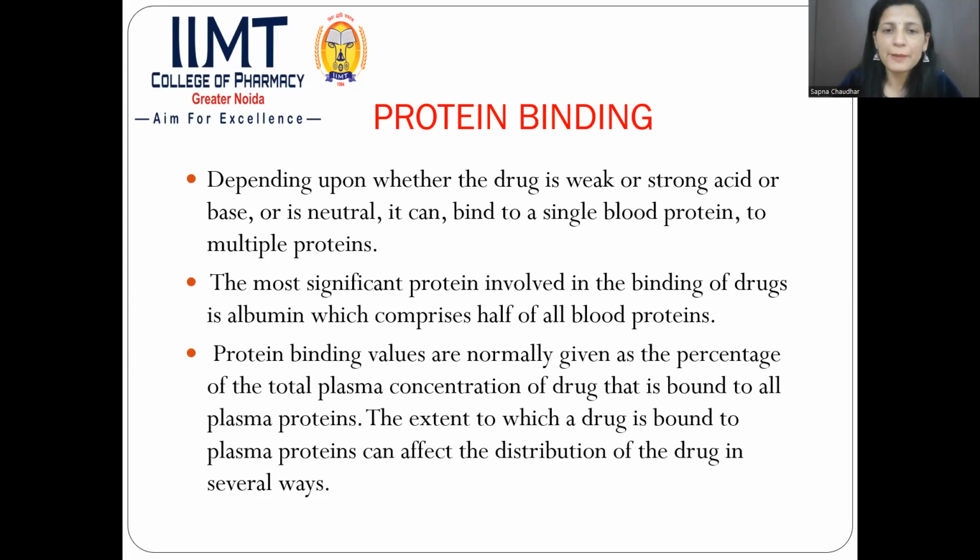In case of irreversible binding, the attraction between the drug and the protein is through the formation of a covalent bond, and that covalent bond increases the attraction between the drug and the protein. So that drug cannot reach the site, and its bioavailability decreases.